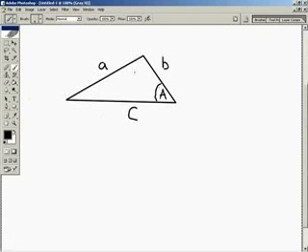So capital A is opposite to regular A. Capital B is opposite to regular B. And although it looks exactly the same, capital C is opposite to regular C. So what does sine, cosine, and tangent mean for a triangle that's not a right-angled triangle? Well, of course, the right-angled triangle properties have to stay true, because a right-angled triangle is just a very special type of triangle.